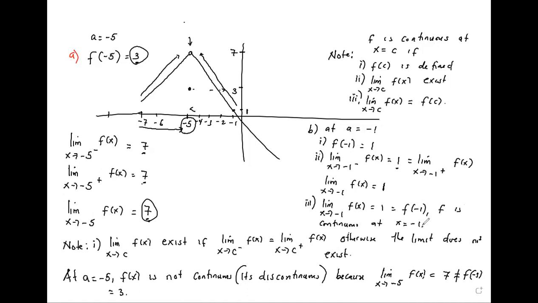Just following those steps. So you check first if it is defined there. You find the number. Then look for the limits. Left and right, if they are equal, then you have the limit itself. Then from there, you check if the limit that you got is the same thing as the value of the function at that number.